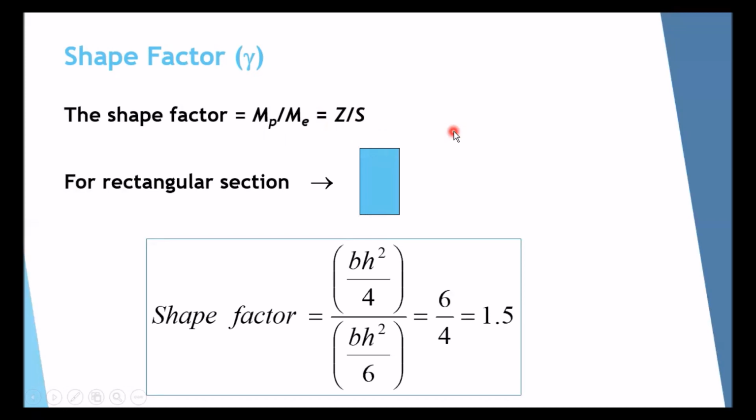For different shapes, for different cross sections, you have different shape factors. Like in this case, if we are dealing with a rectangular section, the Z was BH square over 4 as we calculated, and the S was BH square over 6. So if you calculate the values here, it will be 6 over 4 or 1.5. So the shape factor of a rectangular section will always be 1.5. Okay, so if you have a rectangular cross section, you know directly that the shape factor will be 1.5.